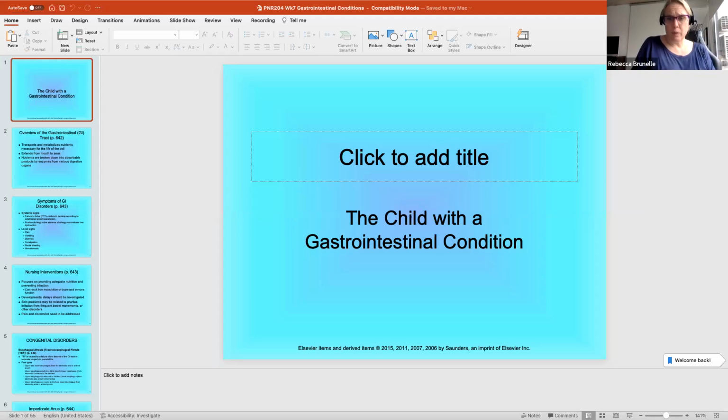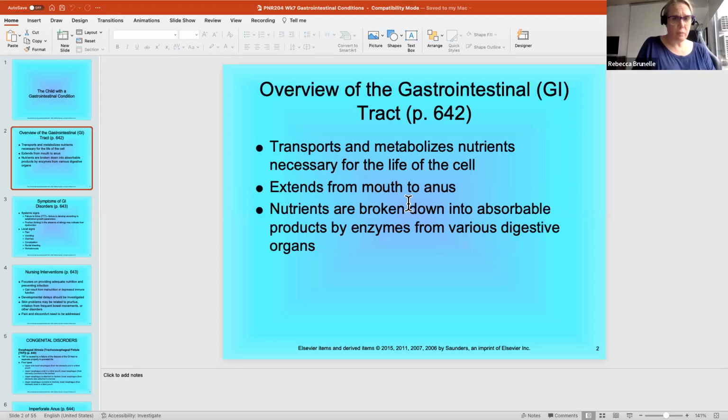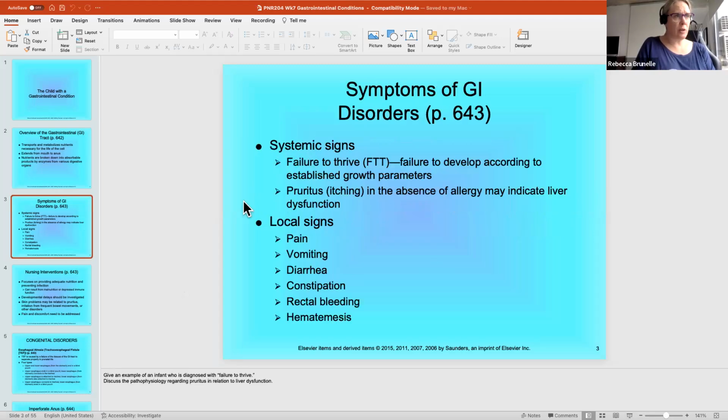So we're going to go ahead and talk about the GI tract. When we talk about the GI tract, we're really talking about the entire organ system from your mouth to your anus. This is the system that breaks down your food into blocks that can be used by your body. It breaks it down and then it gets absorbed from your small intestine mainly into your bloodstream. So a problem anywhere from your mouth to your anus can in fact impact your GI tract.